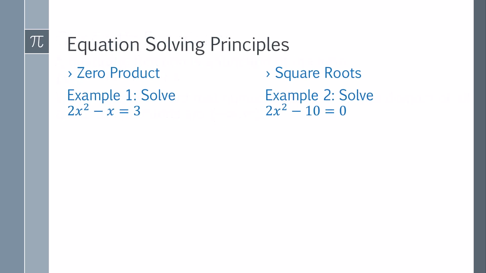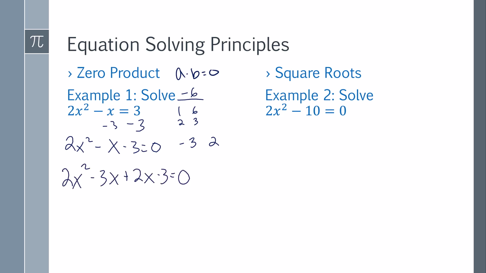Now, we've already looked at the zero product principle, but just as a reminder, zero product principle means if a times b equals 0, you can either assume a equals 0 or b equals 0. So we use factoring to be able to do that. And so we want it to equal 0, so I subtracted 3 on both sides. And this is where we do a times c. You get negative 6. What factors of negative 6 give you a negative 1? It'll be the negative 3 and then the 2. So I'm going to break up that minus x into the minus 3x and the 2x.